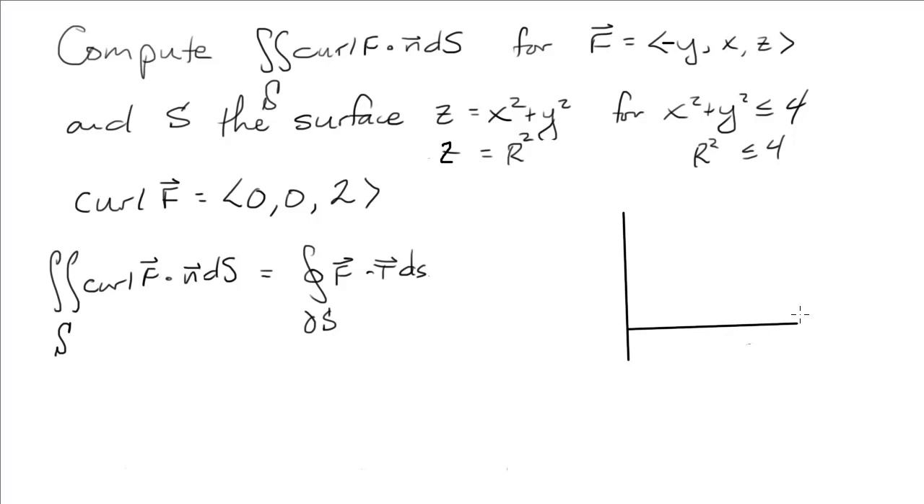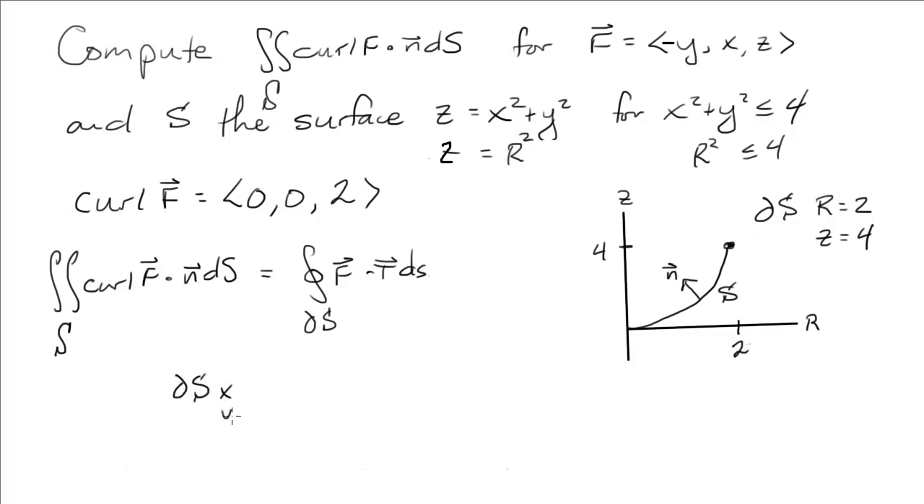Redrawing our surface. There's our boundary. R is 2, Z is 2 squared, 4. Two equations, that's a curve. Upward normal, right-hand rule. Using cosine and sine for x and y, that is the standard orientation, so our derivative is going the right direction.